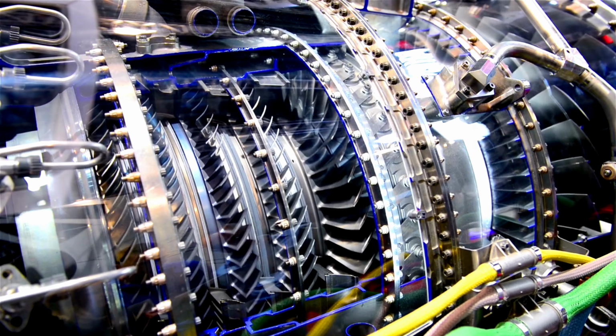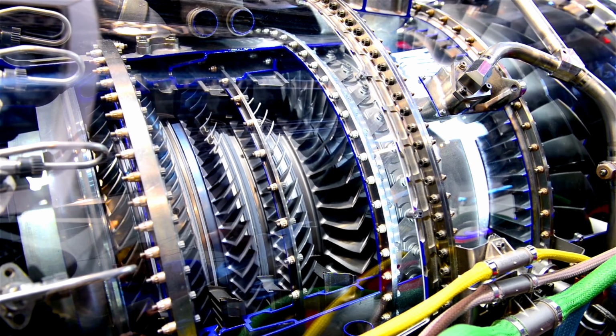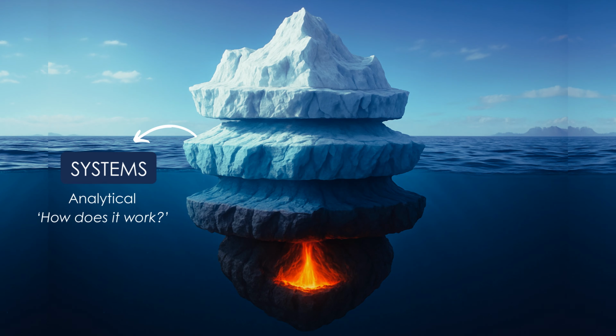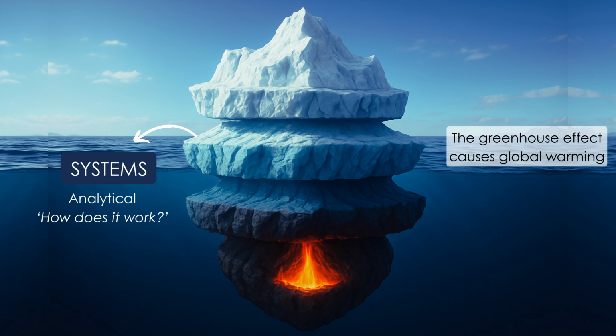Systems are discussions of the causal relationships or mechanics driving an issue. It may draw attention to specific factors contributing to the issue. This layer addresses them analytically with the aim to explain how things work and the interconnections between actors in ecosystems. Example, the greenhouse effect causes global warming.